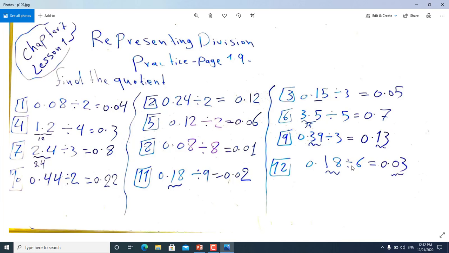From 12, we have 0.18 divided by 6. This 18 divided by 6 will be 3. From there, we have two digits after the decimal point. 3 is only one digit, so we put this 0 to make two digits, in place hundredths. After that, we put 0 and point.